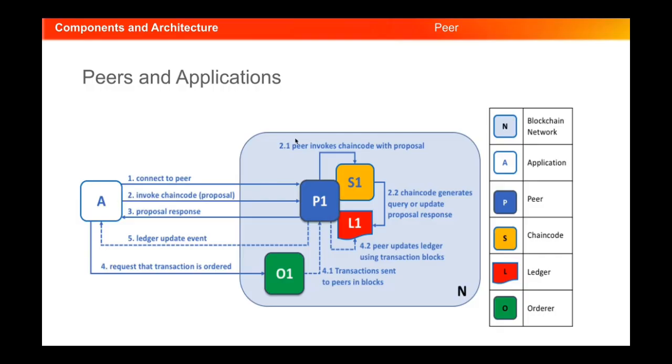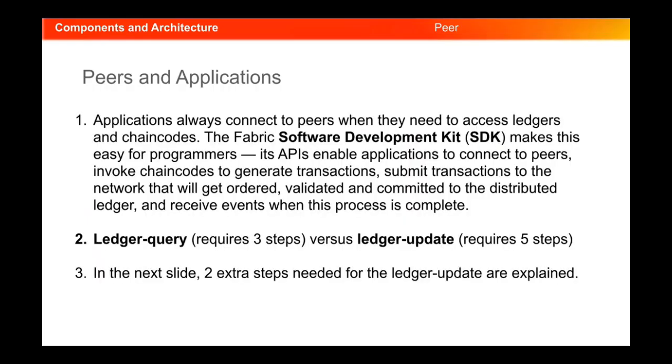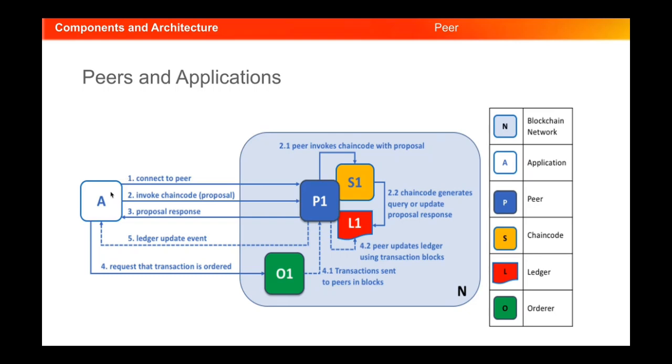When it comes to the other form, which is the ledger update, it is a 5-step process. The application wants to update the ledger instead of querying the ledger. This is a 5-step process because the application needs to talk to the peer, and the peer wants to update the ledger. As part of this process, the application connects to the peer, then the application invokes the chaincode. The peer internally invokes the chaincode with the proposal. Then the chaincode generates an update proposal response. After that, the response is propagated back to the application.